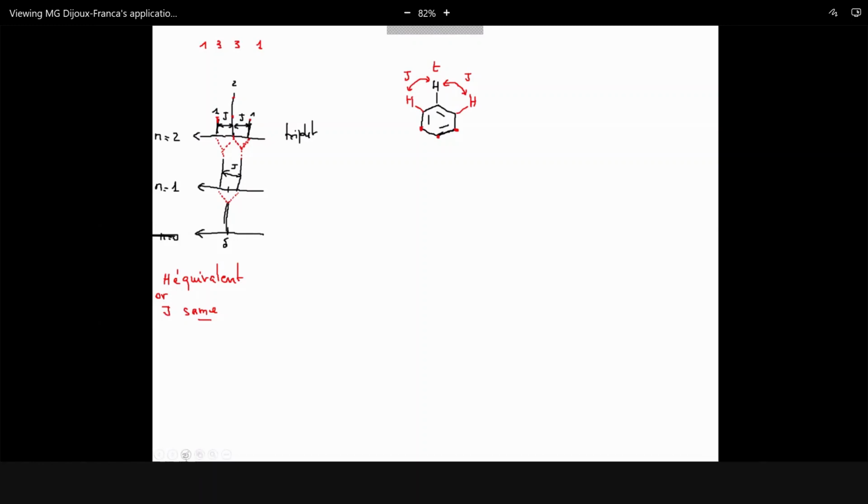So if we just, and now if I draw the proton here on this position, what will happen? What will be the shape of the black proton?